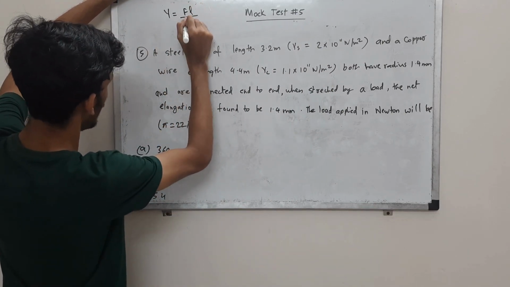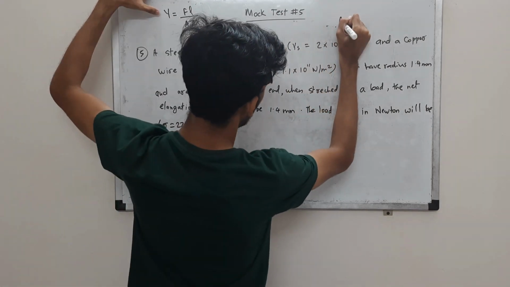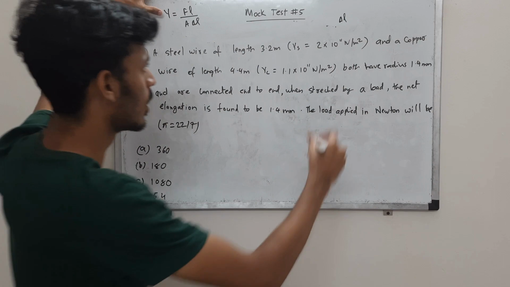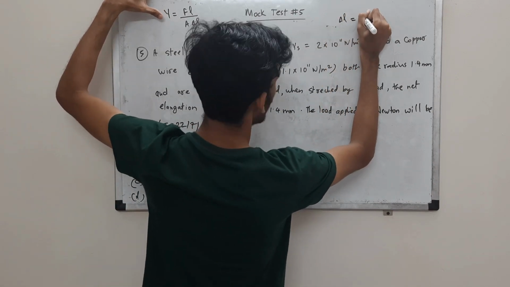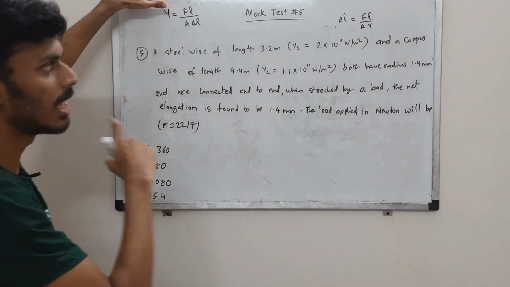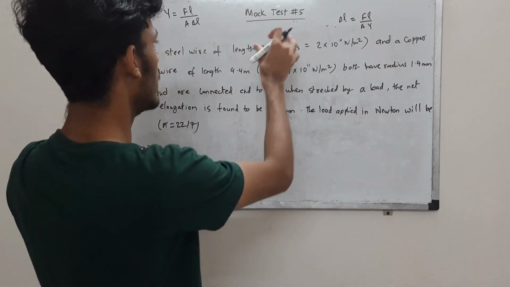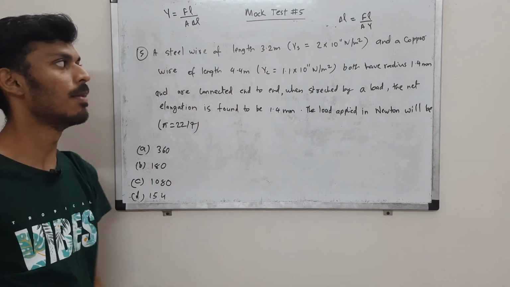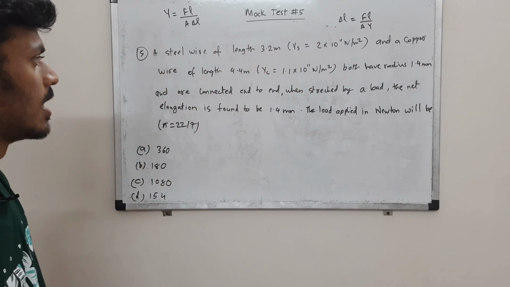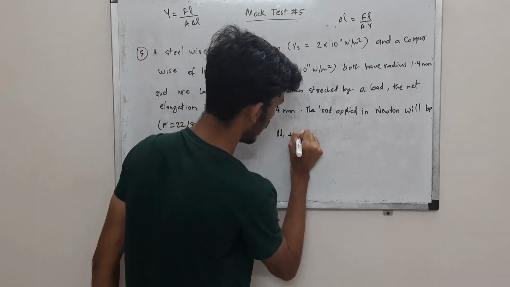We have Young's modulus Y = FL by A delta L. So now we can write it in terms of delta L, since we are speaking of the net elongation. So delta L will be FL by A Y. So we can say delta L1 and delta L2. Delta L1 is the elongation in the steel wire, plus delta L2, the elongation in the copper wire. So we can write delta L1 plus delta L2.